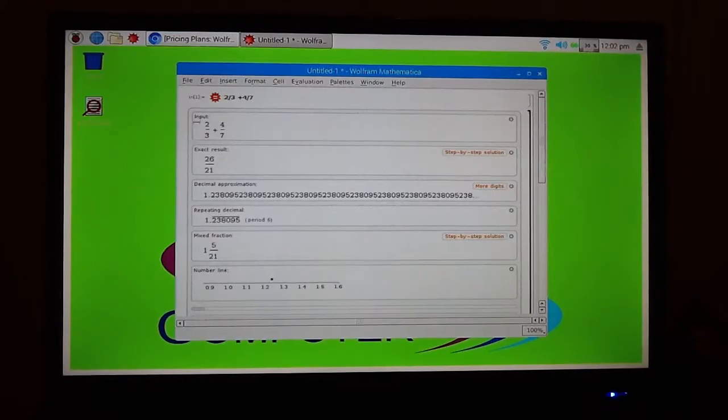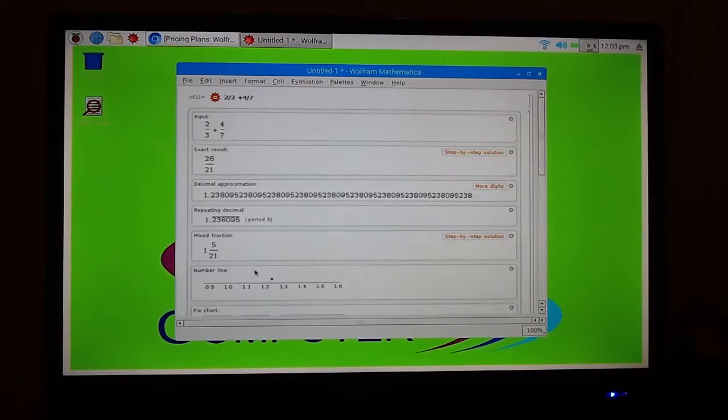Now, first of all, I look at the input, and it says this is what it thinks I put in, 2/3 plus 4/7, and that's correct. It gives me the exact result, 26/21. Gives me the decimal approximation. Shows me the repeating decimal cycle. If you're teaching your student rational numbers, you'll know what that means. If not, don't worry about it. And here is the mixed fraction.